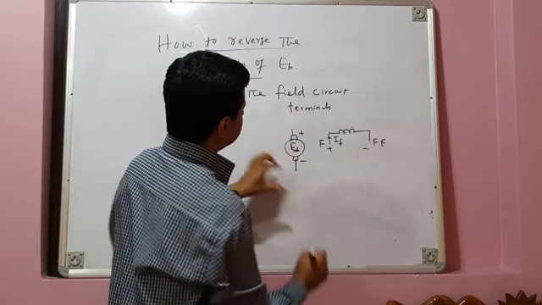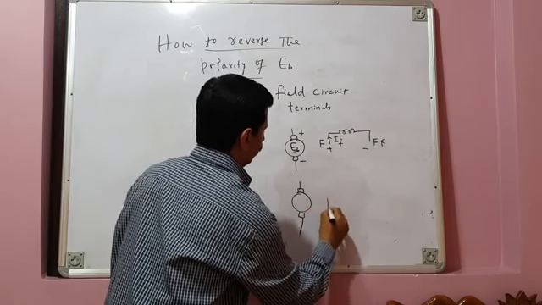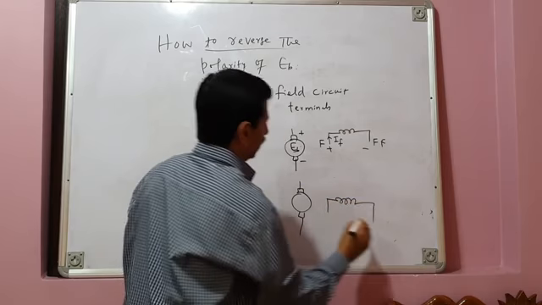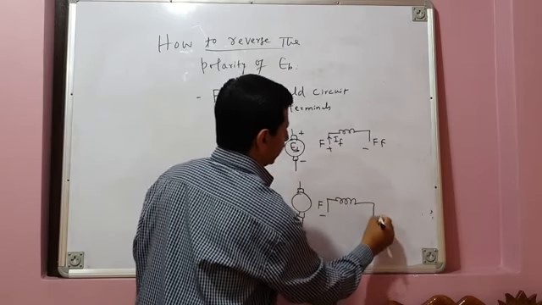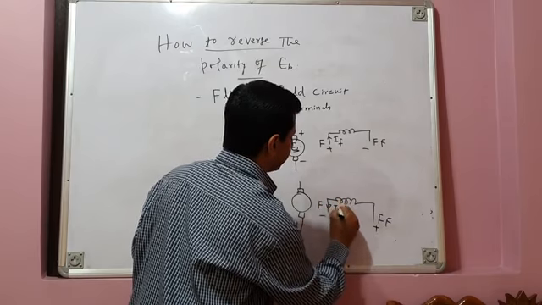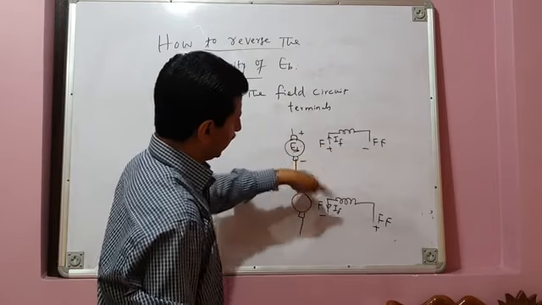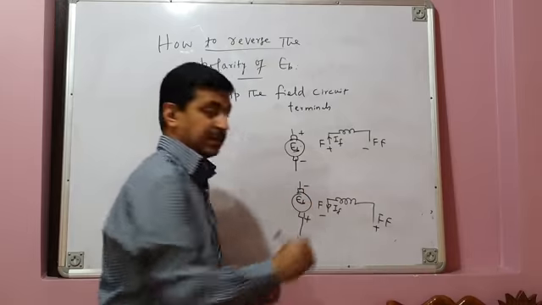Now in order to reverse the back EMF of the motor, one method is to flip the field terminals. Now this field terminal is connected to negative and this FF is connected to positive. What will be the direction of field current? It will reverse. And because the direction of field current has reversed, back EMF will also reverse. This is one method.